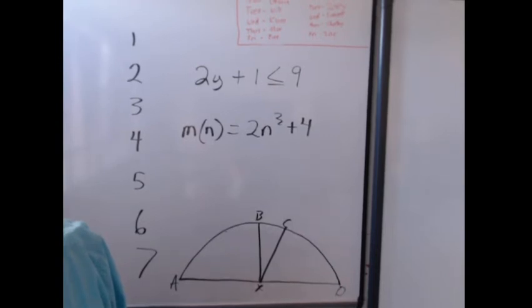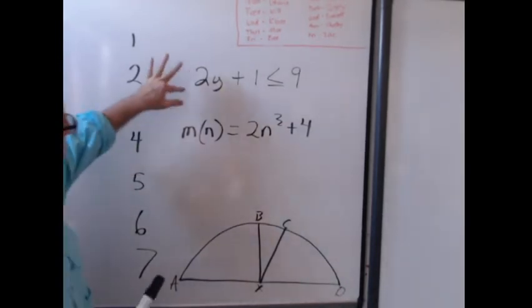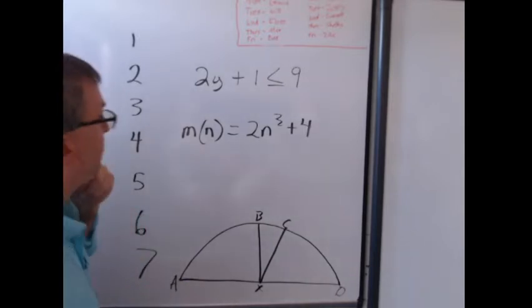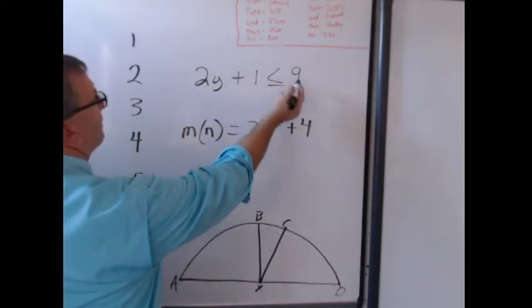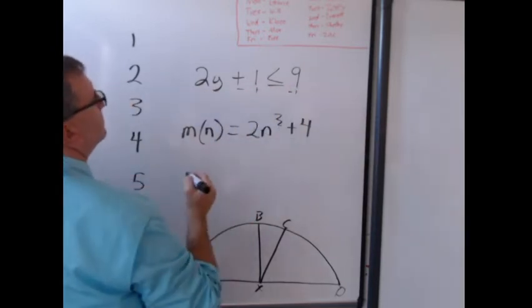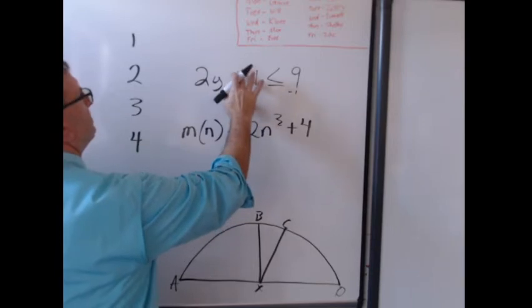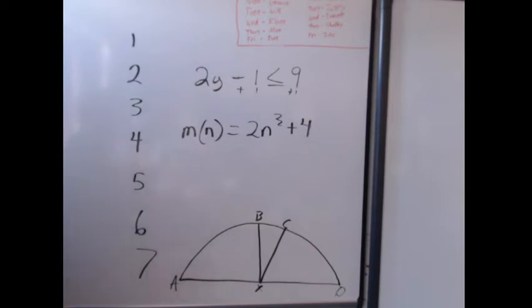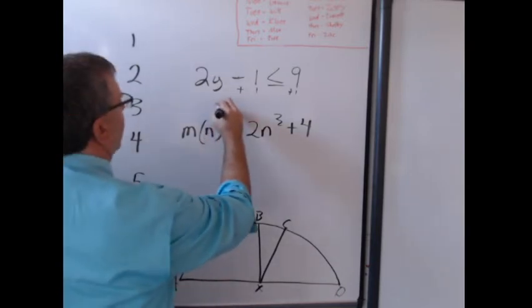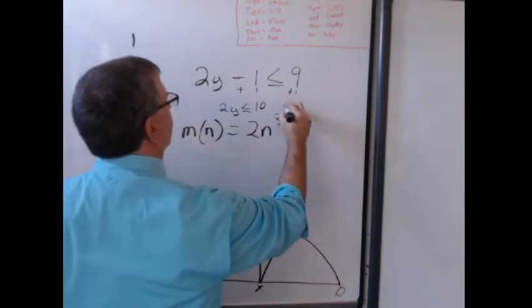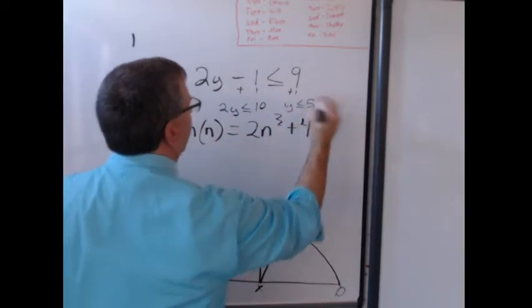Okay, we're working on questions 17, 18, and 19 on the ACT, or on your ACT packet. Now in this one, I have to solve for y. So I'm going to subtract 1. Oh, I'm sorry, that should be plus 1. My apologies. Is that correct? Yes. So now I have 2y is less than or equal to 10. When I divide by 2, y is less than or equal to 5.